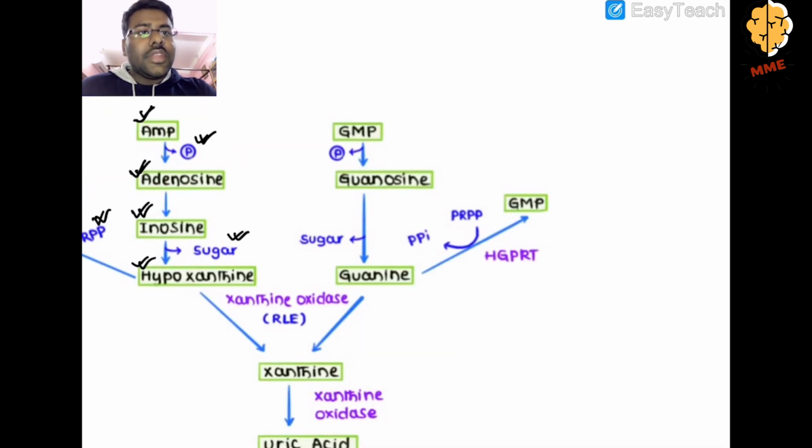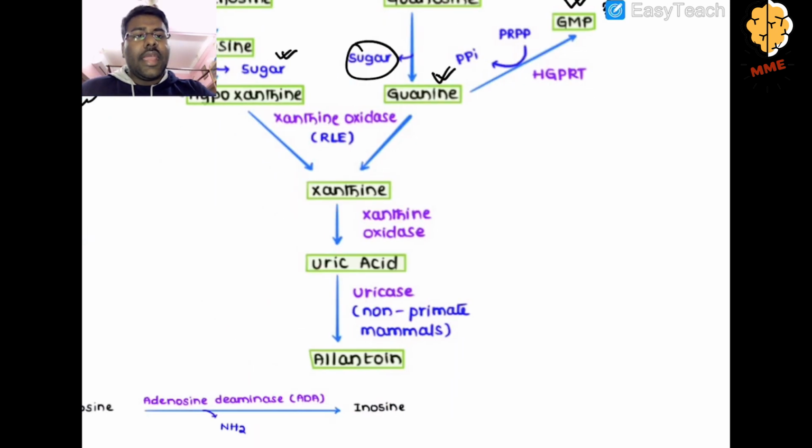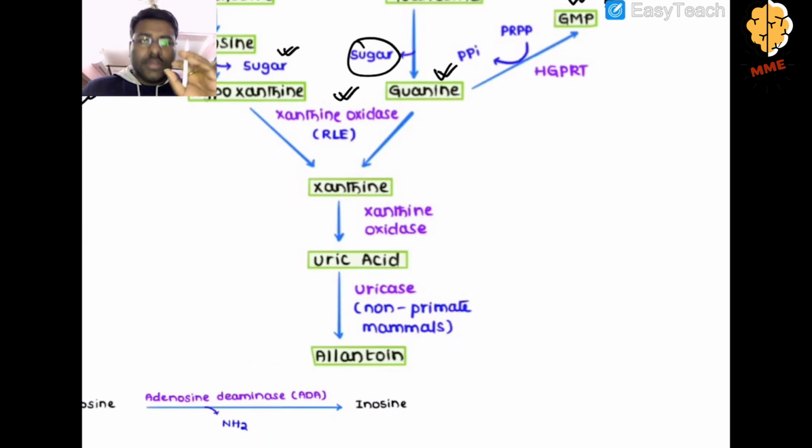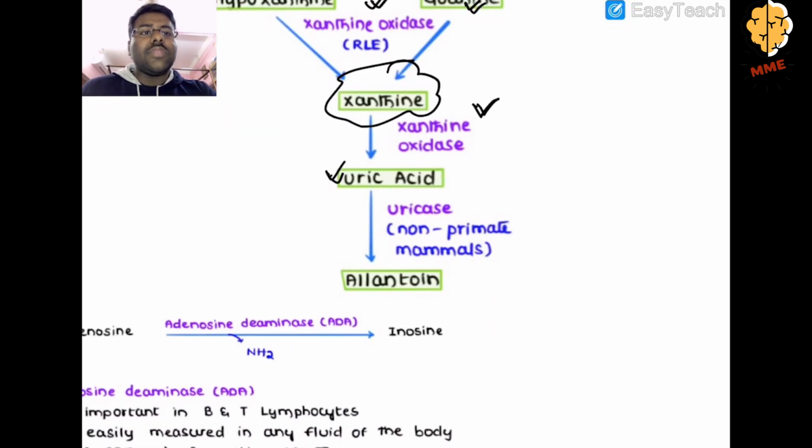Okay, coming to the next, GMP. After the phosphate goes out, guanosine is formed. There is no inosine here, so after the removal of the sugar, guanine is formed, and again the guanine goes to the salvage pathway from the GMP. And xanthine oxidase is the rate limiting enzyme of this pathway. From the hypoxanthine or the guanine, xanthine is formed by xanthine oxidase, and again the xanthine oxidase acts here and uric acid is formed.